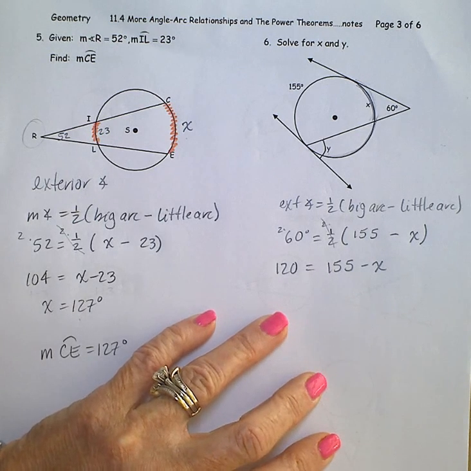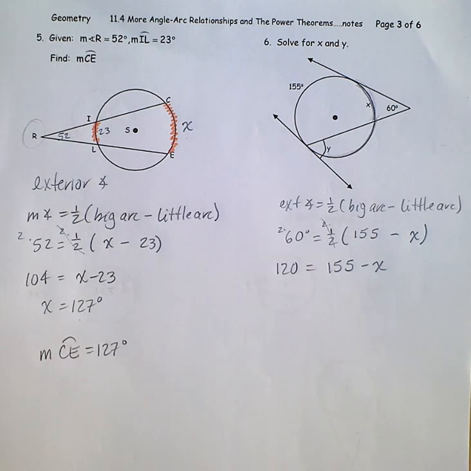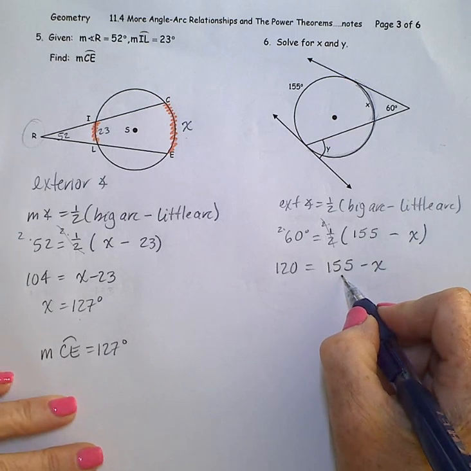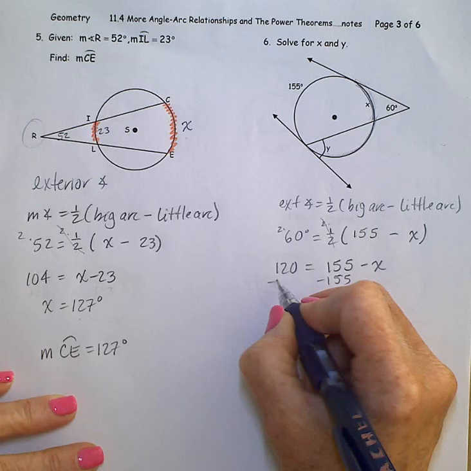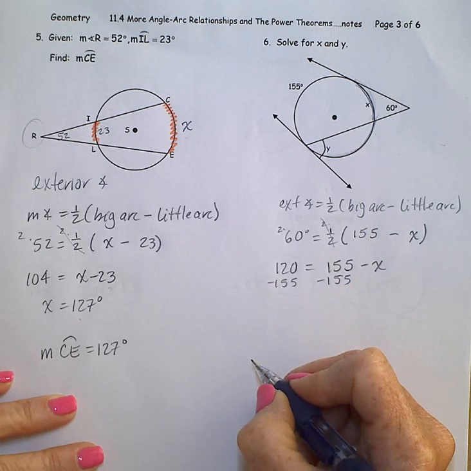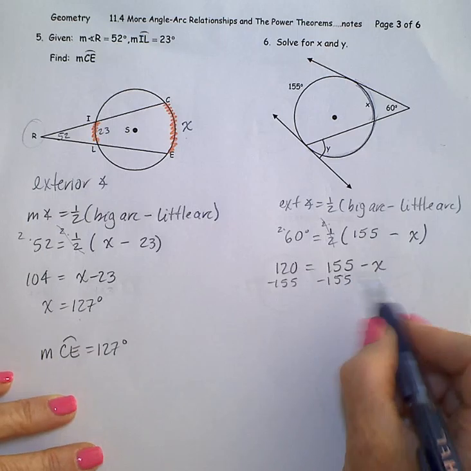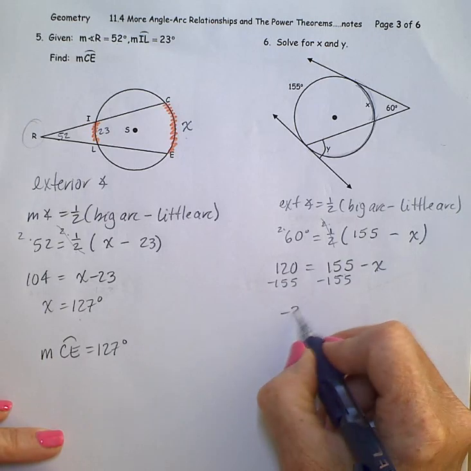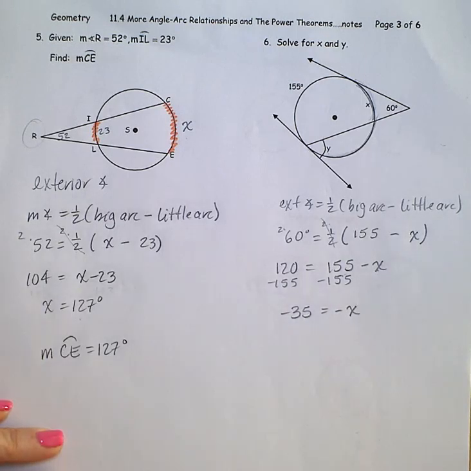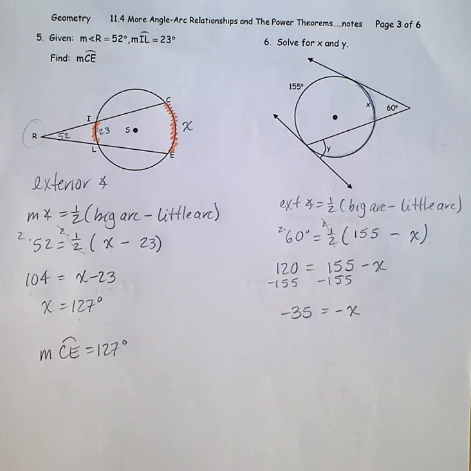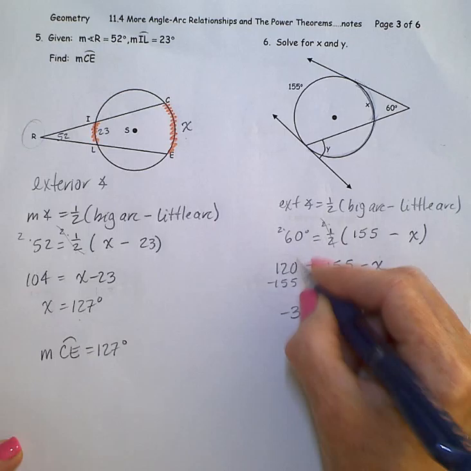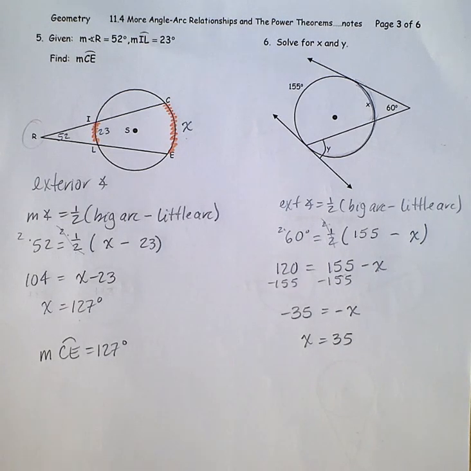Brendan? 120 does not equal 275. Well, but this is a positive 155, right? So we're going to have to minus 155 from both sides. Are you with me? Did you have the 155 minus x, or did you have x minus 155? The 155 goes with the thing after. Does that make sense? Mike? If you want to add an x over here, sure, and then minus the 120, whatever makes you happier. X is 35.